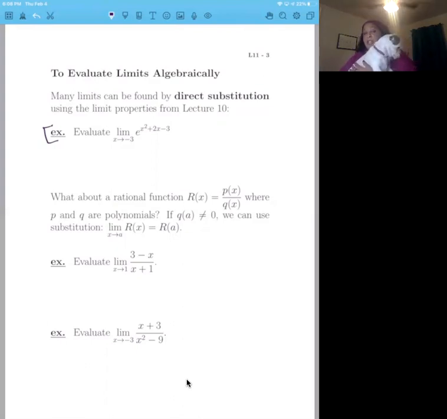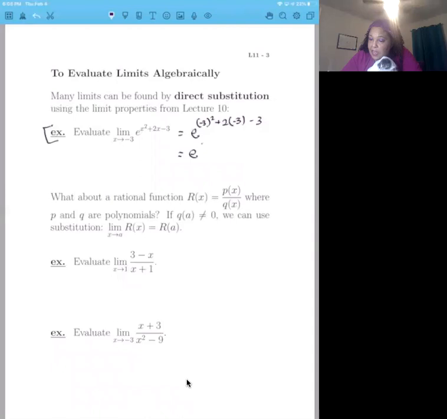And I can plug in -3, right? If I just plug in -3, I'm not going to get something that's undefined, right? So I'm just going to get e to the (-3) squared plus 2 times -3 minus 3. So that gives me e to the 9 minus 6 minus 3. So that gives me e to the 0, which is equal to 1.